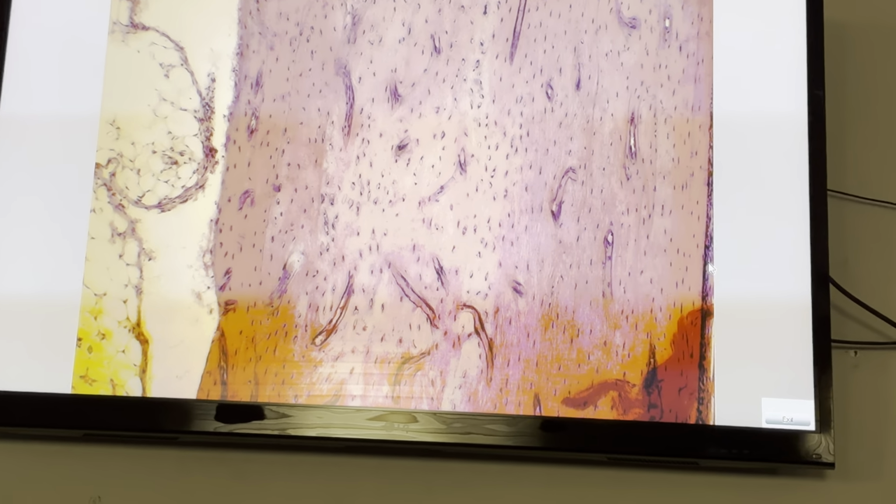The third slide is longitudinal section in decalcified bone. Periosteum, outer layer and inner layer. This is the bone matrix with osteocytes. This canal is, this is longitudinal section.